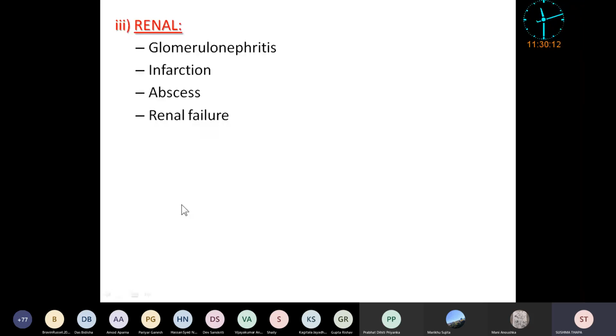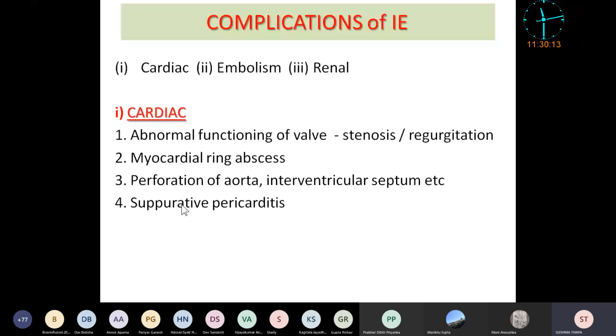So complications, there are three types. Cardiac complication can be there, involvement of the heart itself. There may be abnormal functioning of the valve, or abscess formation, or perforation of the aorta or the septum, or there may be pericarditis. And another complication may be there because of the embolism, and another complication is there in the kidney. Renal complication will be present.